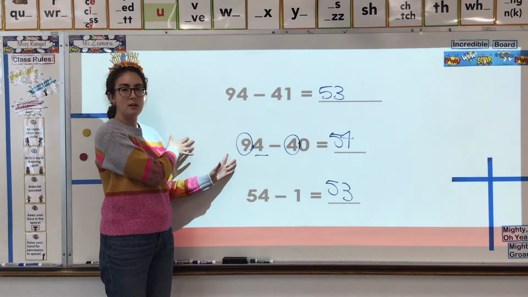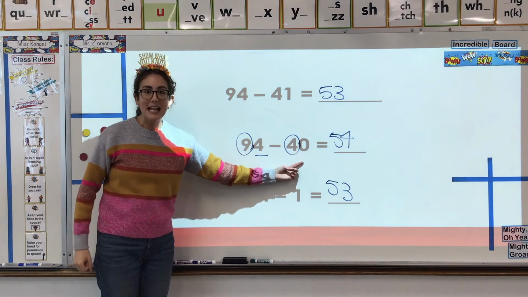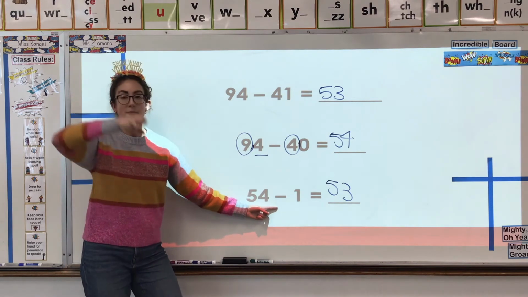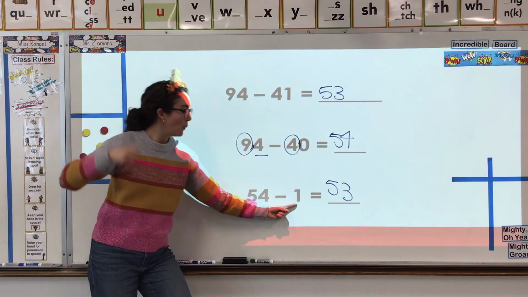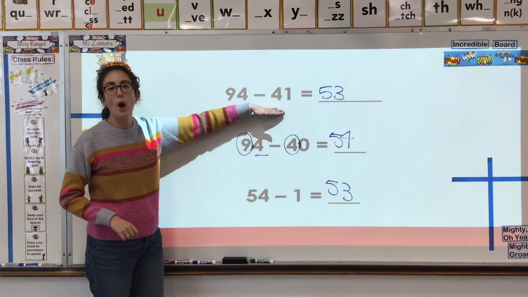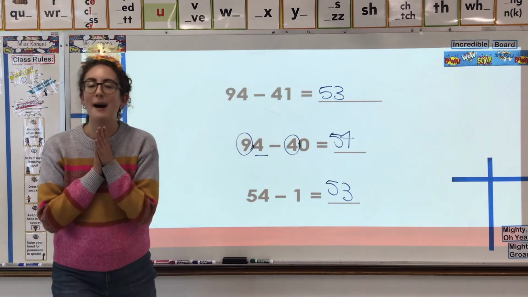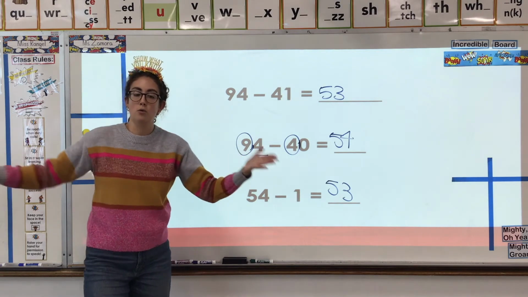There we go. Would you look at that? First, what did we do? We took away the tens. We took away 4 tens. And then we kept subtracting. We took away another 1 to subtract 41. Good job. Okay, let's go again. You know what to do.